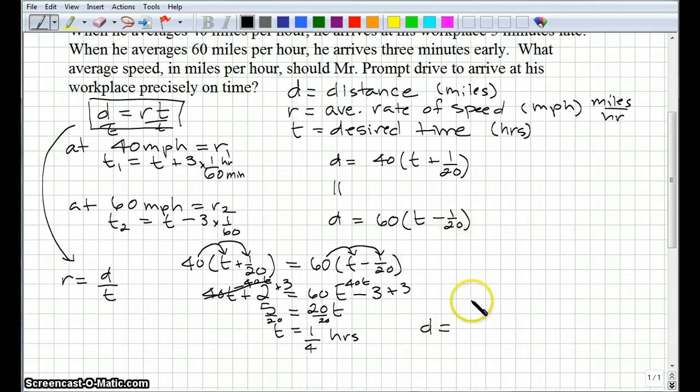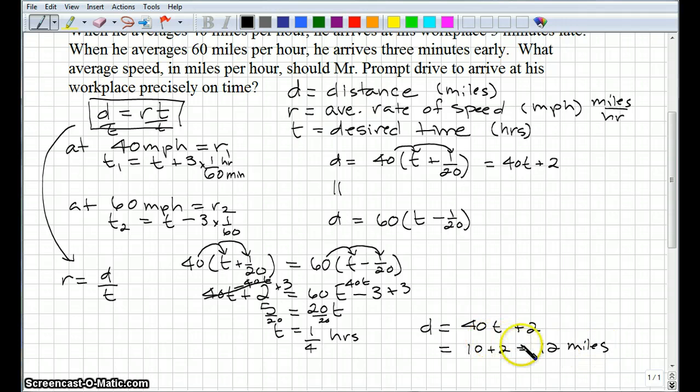Distance, I'm just going to use the first equation, is equal to 40t plus 2. What I distributed here is 40t plus 2, the same thing I got here. It's just a little easier to work with, and I can just plug in 1/4 easier that way. 1/4 of 40 is 10, plus 2, so our distance is 12 miles.